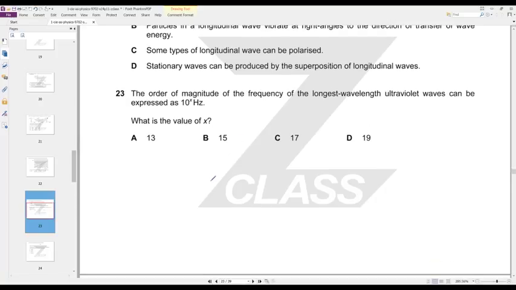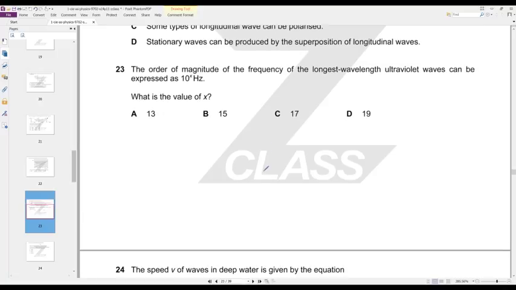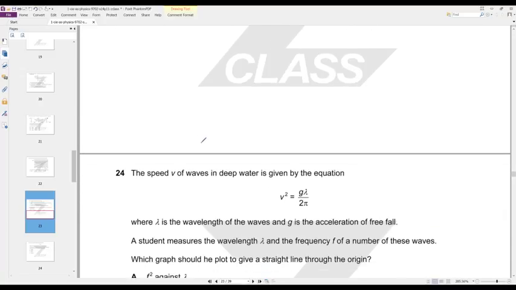Order of magnitude of the frequency of the longest wavelength ultraviolet light can be expressed as 10 to the x hertz. So this is just a learn-it question. I have no idea off the top of my head, I have to admit. That's just one that you need to learn. It's not very interesting. I guess it's a pub quiz fact, if nothing else. But there we go.